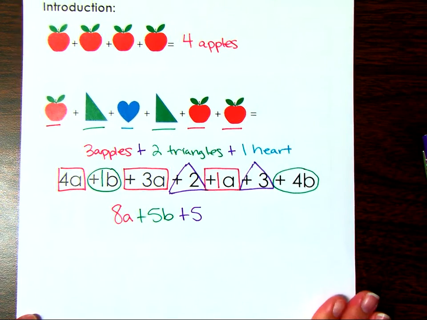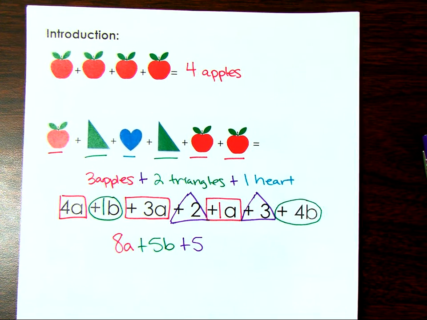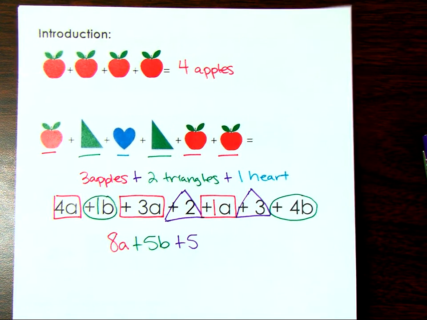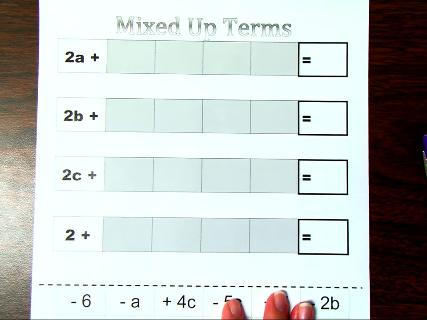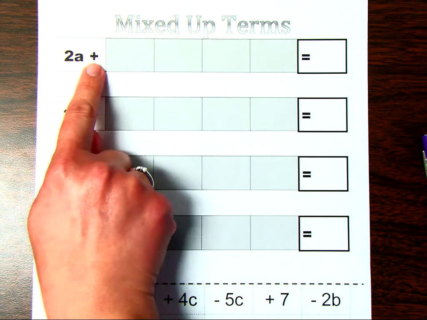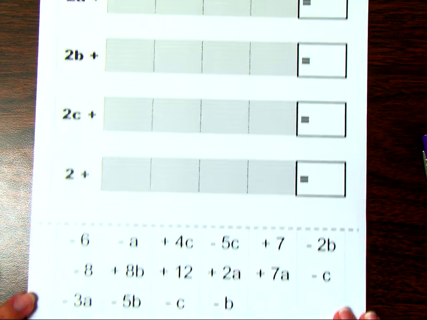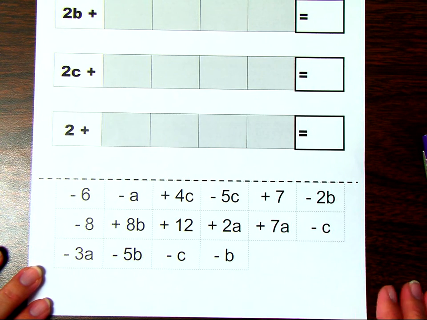Okay? Again, if you need to rewind the video just to kind of rehear this or reach out to your teacher to kind of see a little bit more, let us know where we can help you. But this is essentially what you're doing. So in today's assignment, you're going to have these mixed up terms. So if I have 2A, 2B, 2C, and 2, if you have an answer bank like this, we are putting things together that are like one another.